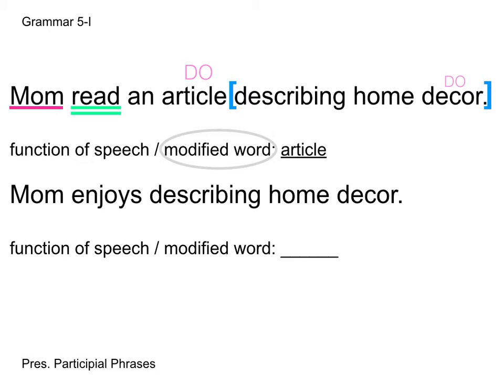Mom enjoys describing home decor. Once again, I'm going to find my subject and verb first. Mom is my subject, enjoys is my verb, and what is being enjoyed? The whole gerund phrase of describing home decor, meaning that this whole phrase is functioning as a noun.